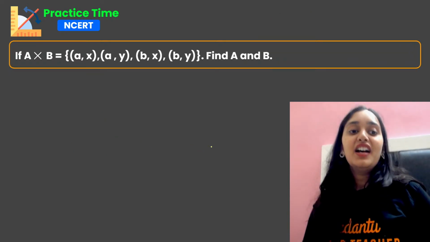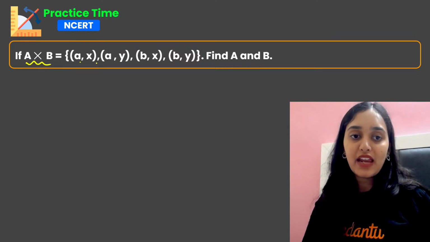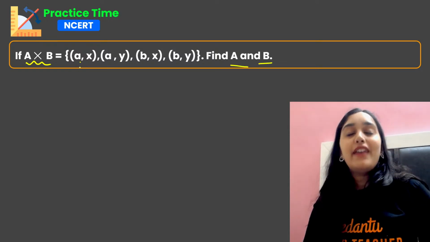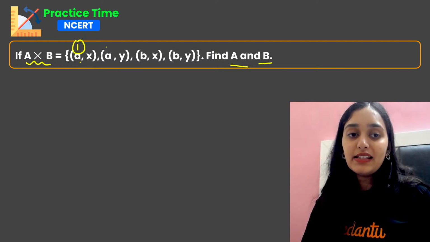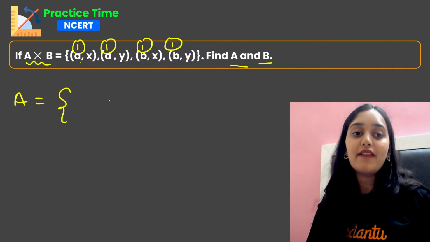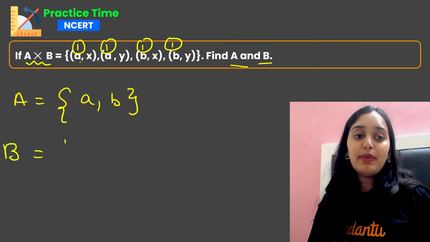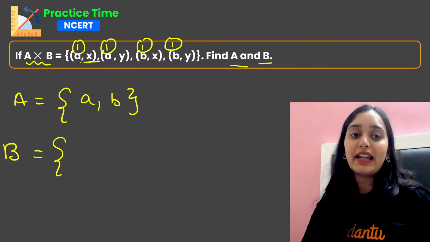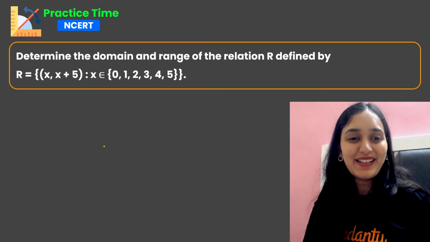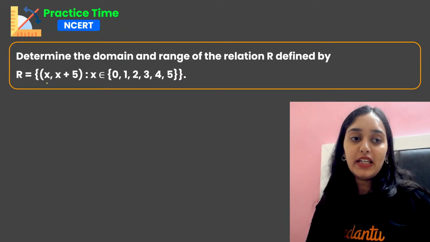Right? Similarly, if the Cartesian product A cross B has the ordered pairs a with x, a with y, b with x, b with y, find A and B. Very simple. All the first elements will belong to set A. So set A is going to have all the first elements, small a, small b. Set B is going to have all the second elements. What are the second elements? x, y, x, y. That means x and y.